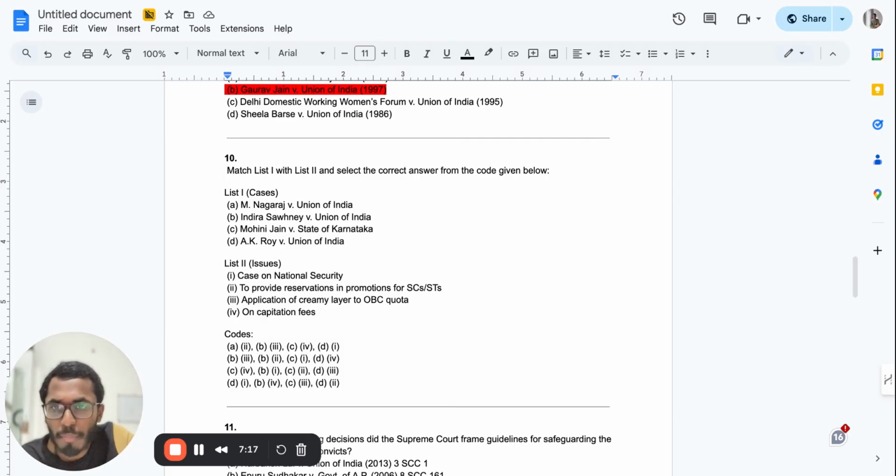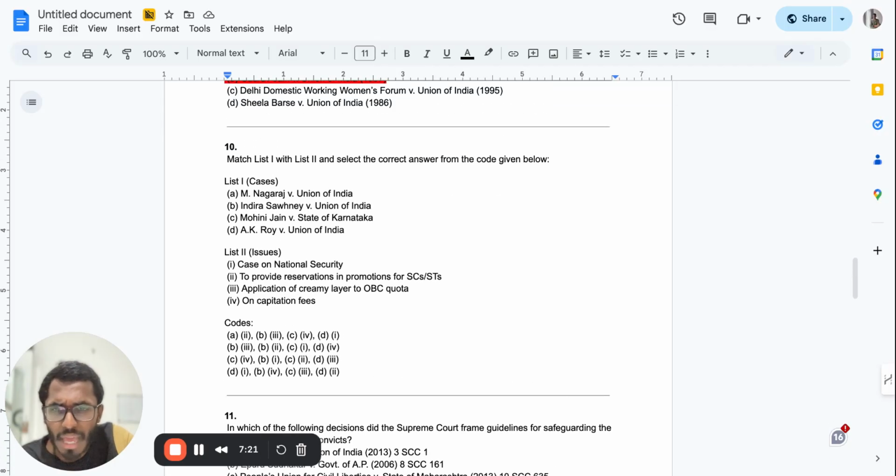The 10th question is about matching the list of cases that has been given over here. So I will directly go to the answer so that I can preserve your time too. It comes in option B. That is M. Nagaraj versus Union of India case, which is about providing reservation for the promotion of SC/ST. Indra Sawhney versus Union of India case is basically which one? It is coming under providing reservation.